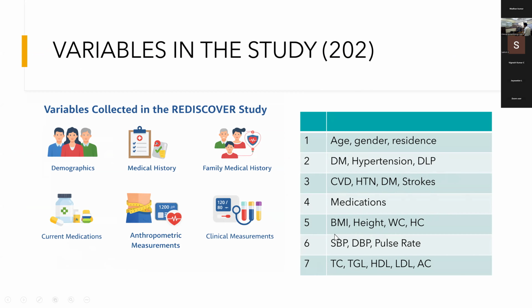They had also assessed anthropometric measures like BMI, height, and waist and hip circumferences. They had also done clinical measurements like blood pressure and pulse rate. And all participants who were recruited in the study were asked to fast for a period of 8 hours. And they underwent blood sample testing, which included lipid profile assessment and blood sugar assessment.